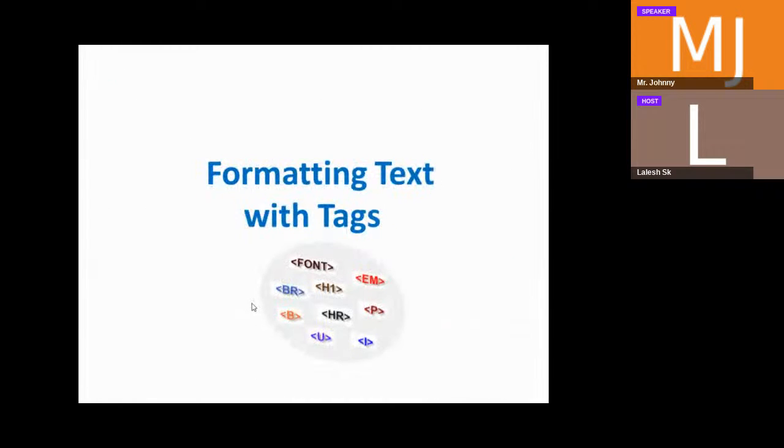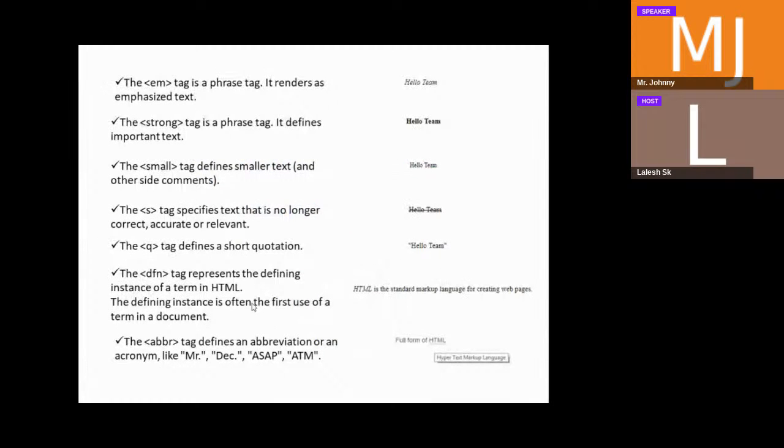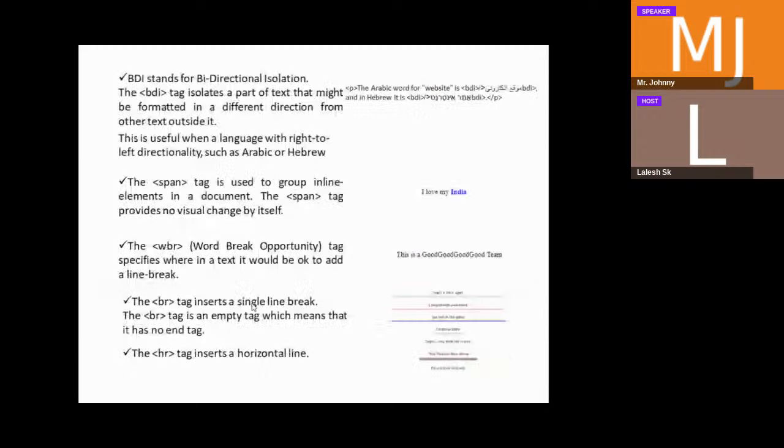Next one, today's part. First one is EM, emphasized, strong, small tag, strike, quotation, definition, abbreviation. Earlier we used to have some tags like italic and bold, but now we are trying to use EM and strong in order to give some semantic meaning. Next one is BDI. For example, if I want to have some text in a different format, then we can make use of this. We call it bidirectional isolation. If we have any text such as Arabic or Hebrew, then we can make use of this tag.